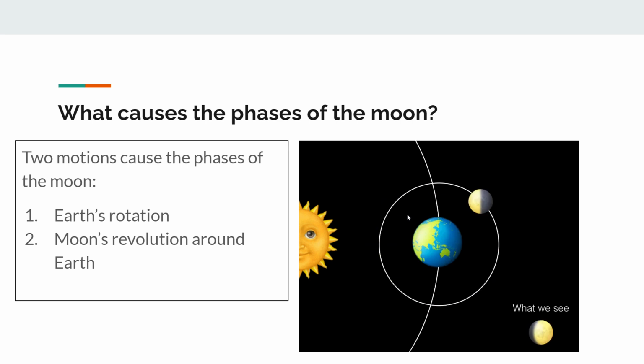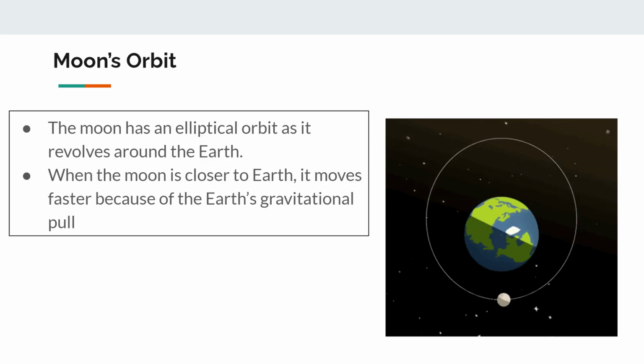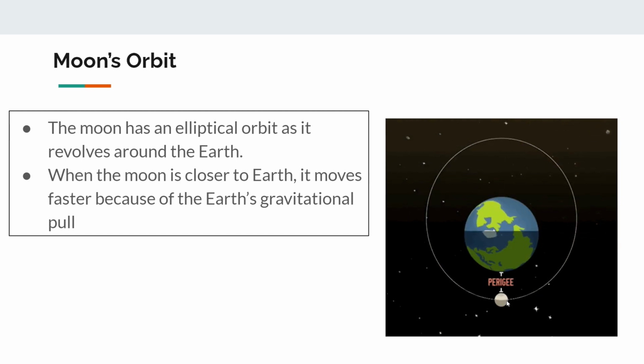Now, the moon's revolution also plays a big part because as the moon revolves, different parts of the moon are being lit up by the sun, at least from our point of view. We're seeing different angles of the moon being lit up by the sun, and that causes the moon to appear to have different phases.